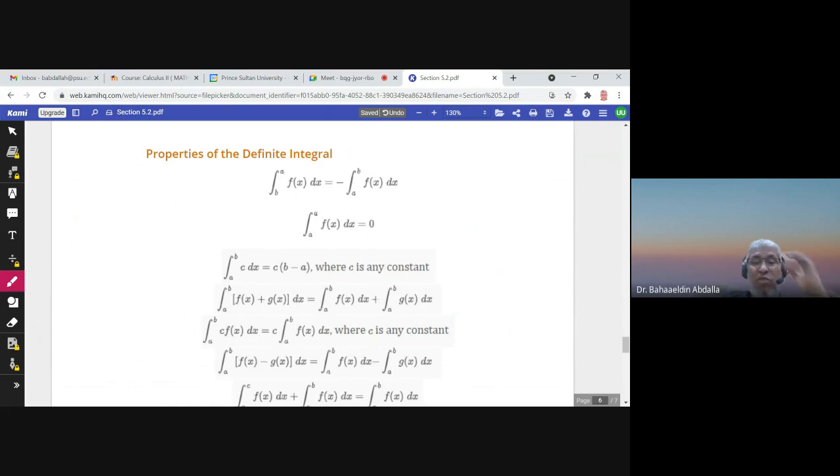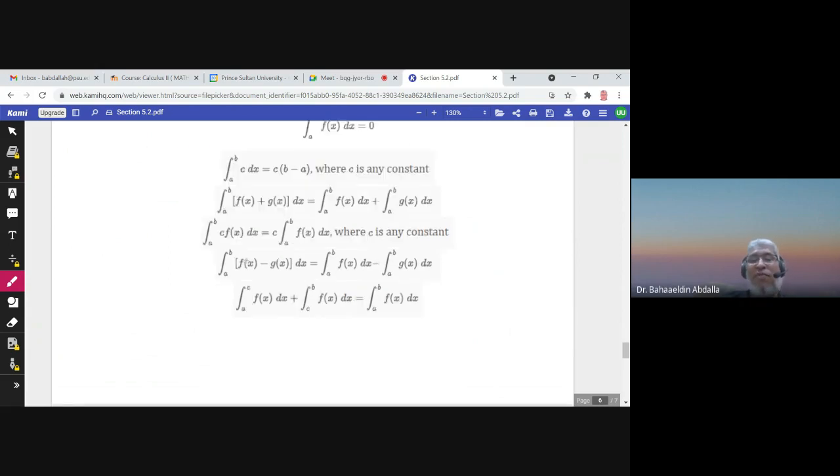These are some properties of the definite integral. If you change the limits, if you write it from A to B, you multiply by a negative sign. So from B to A is equal to minus from A to B. If you find the area from A to A, this means there is no area, nothing. The definite integral would be 0 because delta x would be A minus A, which is 0.